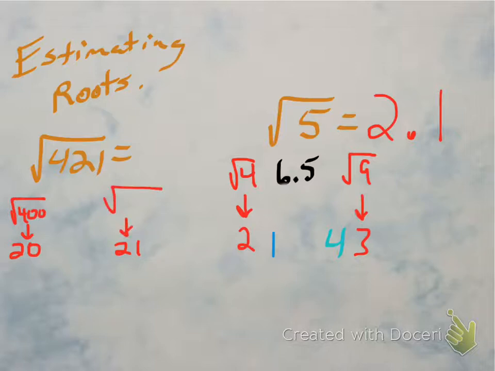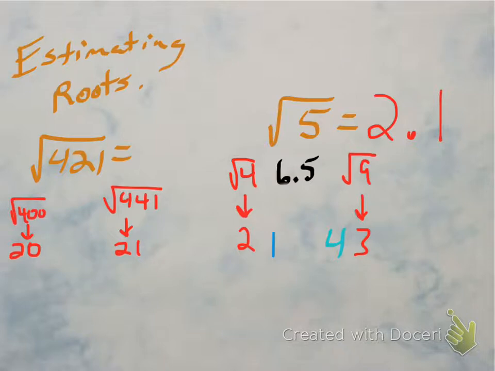So 21 times 21 is 441. Let's try that out, just to make sure. 1, 2, 2, 4. So 441, we're right.